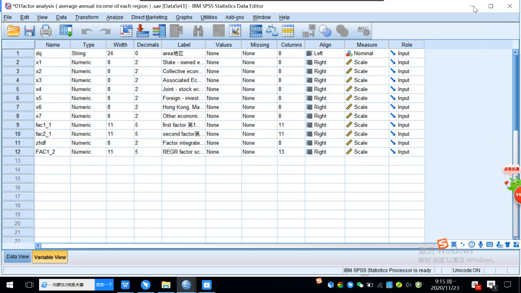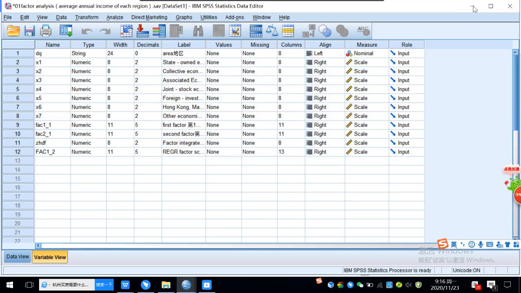Today, we'll continue to learn how to use factor analysis. Factor analysis is a data reduction technique used to reduce a large number of variables to a small set of underlying factors. These underlying factors summarize the essential information contained in the variables. It's very useful.